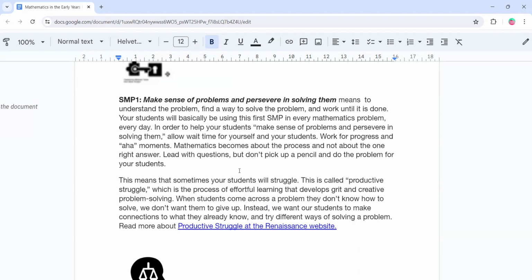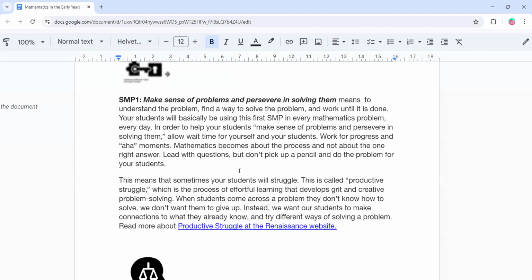The mathematics becomes about the process and not about the one right answer. Lead with questions, but do not pick up a pencil and do the problem for your students. This means that sometimes your students will struggle. This is called productive struggle, which is the process of effortful learning that develops grit and creative problem solving.